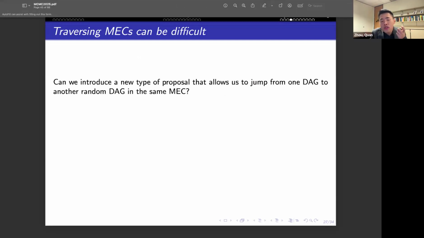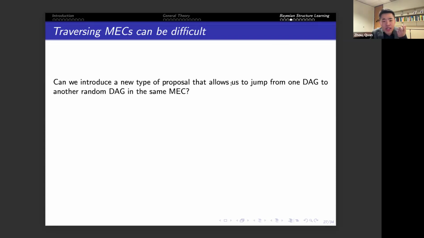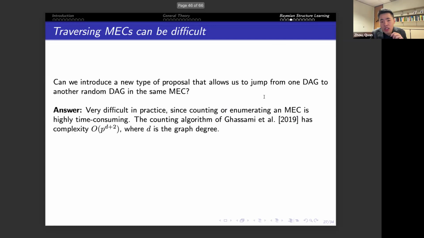Intuitively, one solution we may come up with immediately is to introduce a type of proposal that allows us to jump from one DAG to any other DAG in the same Markov equivalence class, so that I can immediately achieve rapid mixing within every Markov equivalence class. This is actually very difficult in practice because counting or enumerating a Markov equivalence class is highly time consuming. The best algorithm that I know has a complexity depending on D, the node degree of your DAG. If you let D go to infinity, then this complexity is super polynomial in P. So you don't have a polynomial algorithm for counting or enumerating a Markov equivalence class.